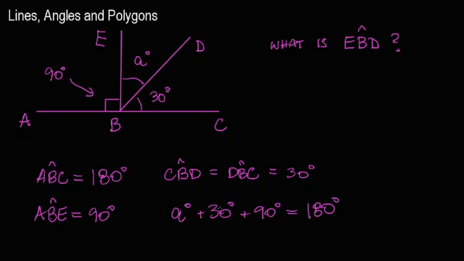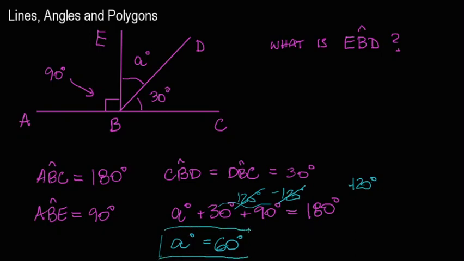Now, what we can do here is basically the algebra that we have been doing so far. We may subtract on both sides. Since we have 30 and 90 here together, they add up to 120. So if we subtract 120 on both sides, we shouldn't change anything. And what we find is 180 minus 120, which is 60 degrees. So we have found our angle.